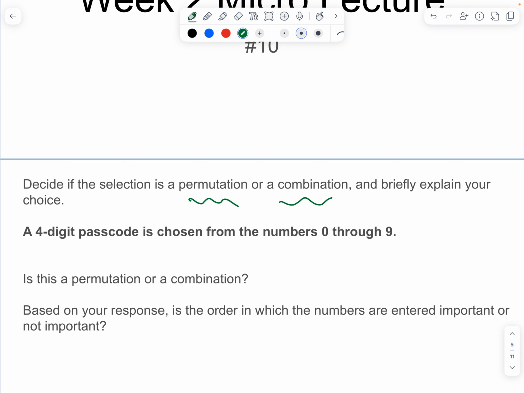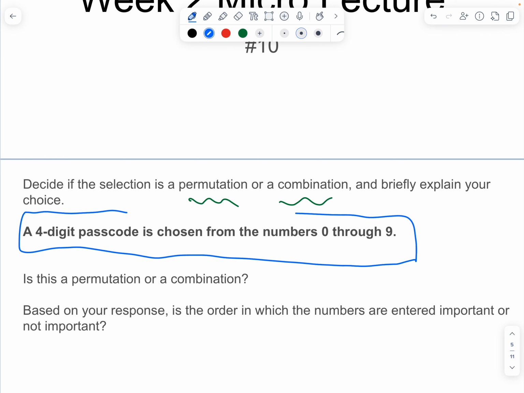All right, so the selection is this right here. A 4-digit passcode is chosen from the numbers 0 through 9. And they're asking us, is this a permutation or a combination? And then based on our response, is the order in which the numbers are entered important or not important?